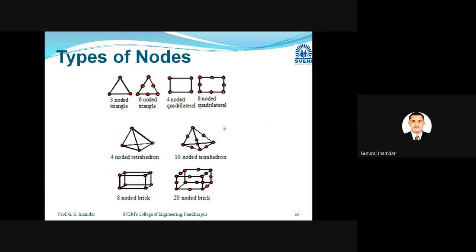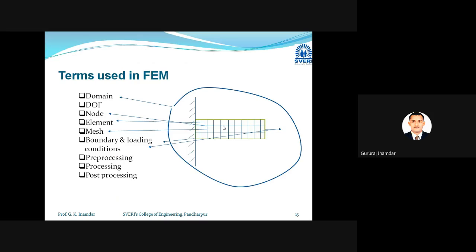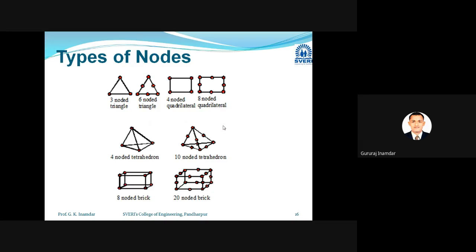Types of node. Different types of node are here. First, you can see in the first row the 3 noded element. Now we have studied the different definitions: domain, DOF, node, element, mesh. The node is nothing but where the analysis will be carried out. Joining that node is nothing but the element. Now what is the name of the first element? Triangle. Three nodal triangle, six nodal triangle. If you want a rigorous analysis, then you have to add more noded points.